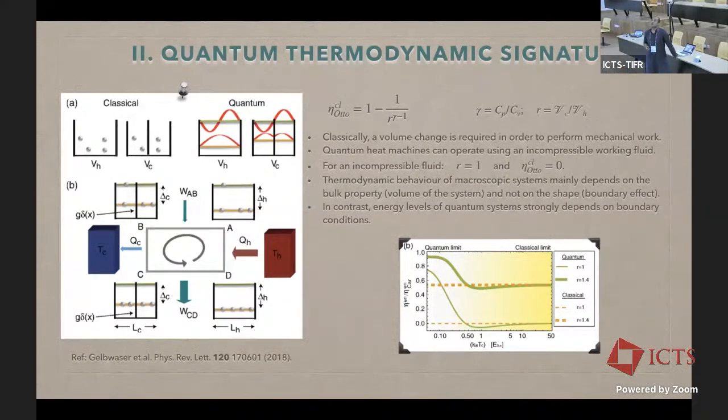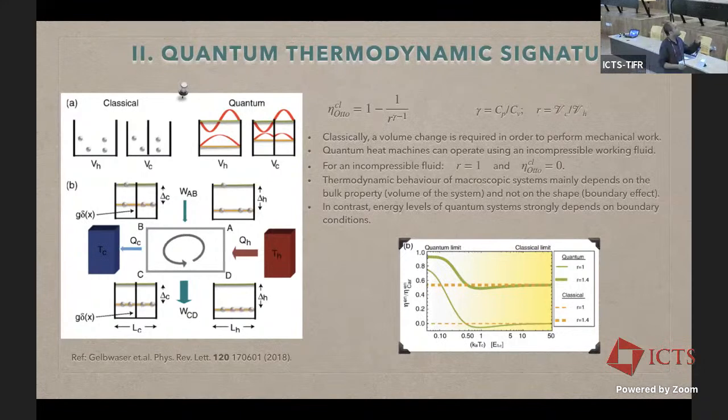On the other hand, quantum mechanically, even if it is an incompressible fluid, you may end up with a non-zero efficiency. So that's a kind of pure quantum signature you can think of. The reason behind it is the following: thermodynamic behavior in macroscopic systems mainly depends on the bulk property, that is the volume of the system, not on the shape or the geometry. But at the very basic level, when you solve the particle in a box, the energy gets quantized once you put in the boundary conditions in the Schrodinger equation.